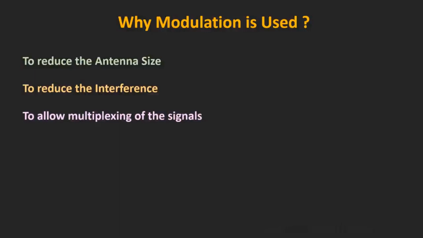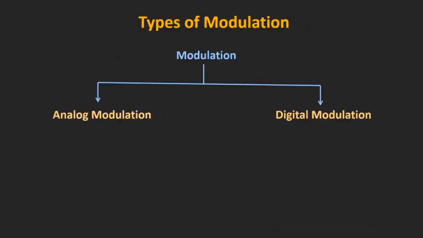This process is also used for allowing multiplexing of signals. So these are the basics of modulation and why we need modulation.